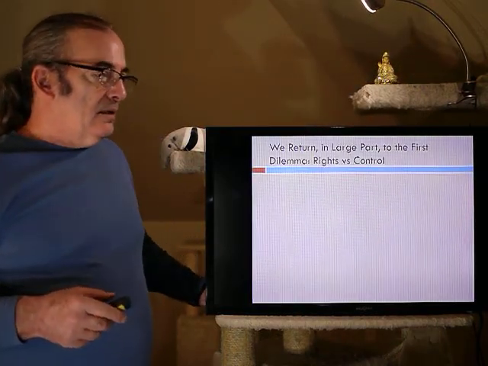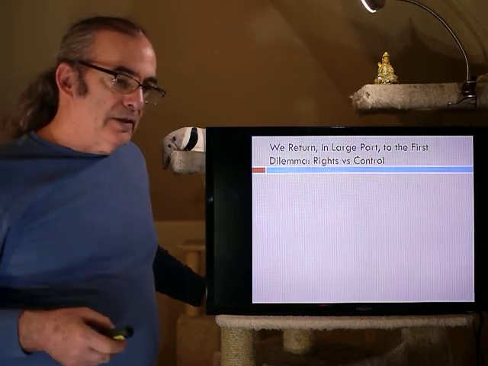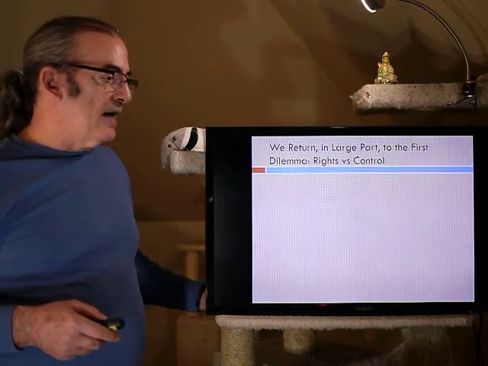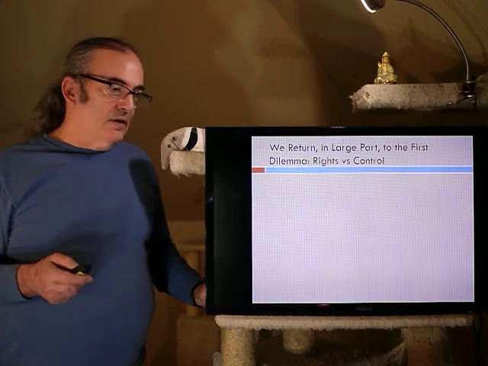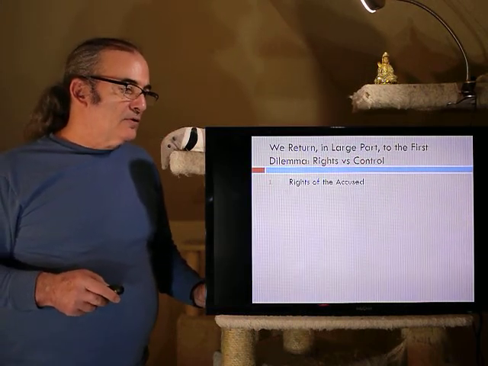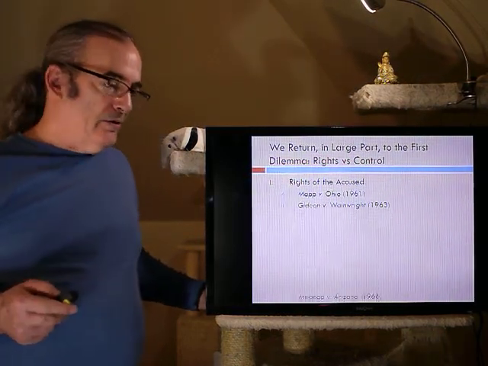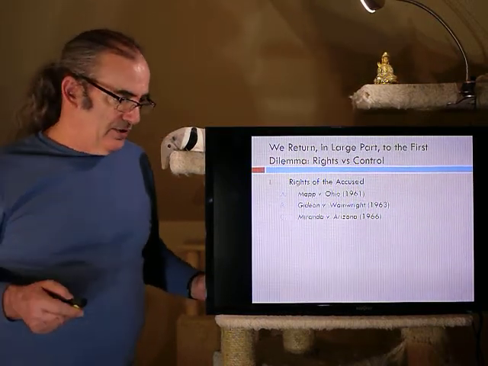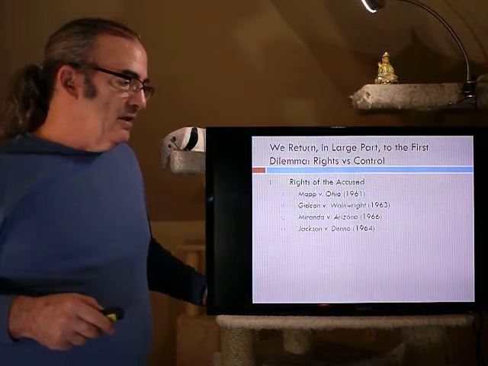So, this is in large part, right, are we talking here the protection of the individual, or are we talking about the protection of society? So it's the rights versus the control, in large part for the first part of this lecture. So I want to talk about rights of the accused, and we're going to look at Mapp versus Ohio as part of this, Gideon versus Wainwright, Miranda versus Arizona, and yeah, you probably should know these because I'll refer to them in the exams by these names.